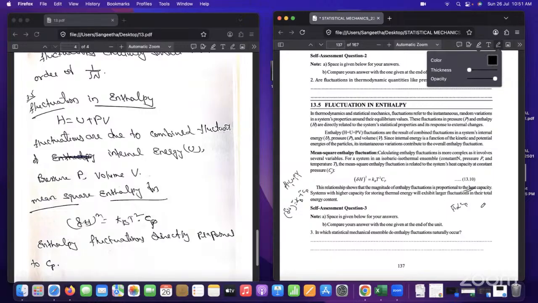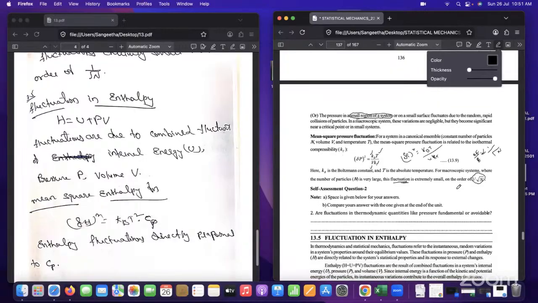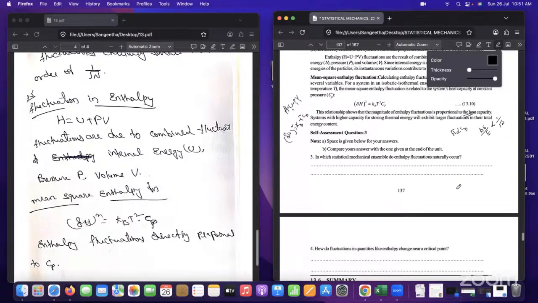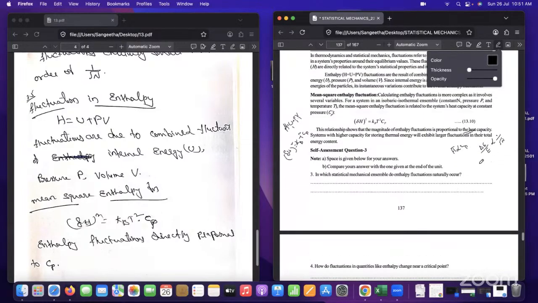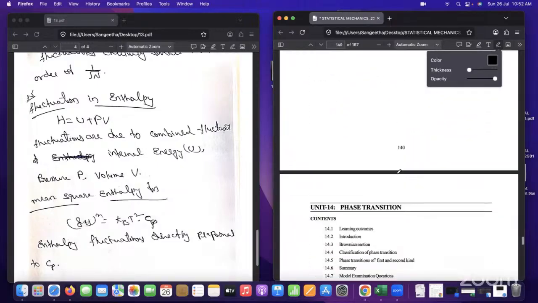Fluctuations in energy, what we discussed: delta E by E is directly proportional to 1 by root N. Next, fluctuations in pressure: delta P squared equal to K beta T K T by V. Next, enthalpy: H is directly proportional to heat capacity. This can be expected as one of the short questions on fluctuations. Next, we will see unit 4.